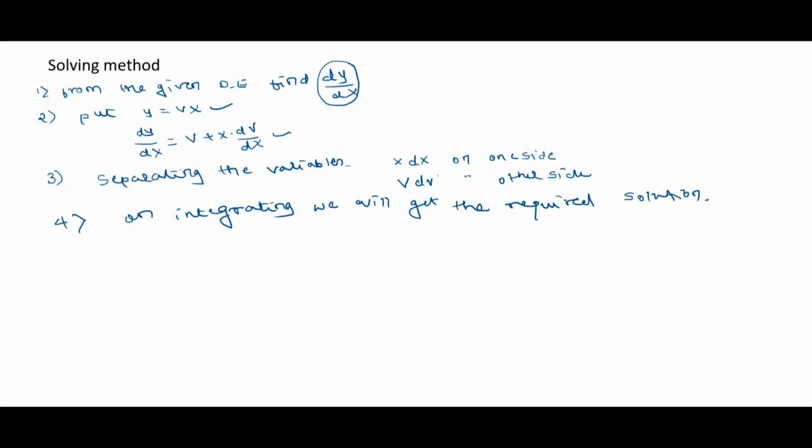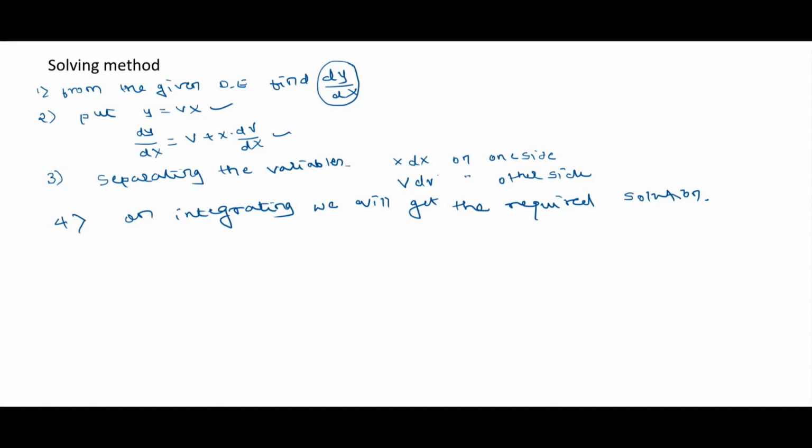So please remember the method of solving the homogeneous differential equation. First, whatever may be the given differential equation, from that equation first find the value for dy by dx. This is the first step. Second step, you can take y is equal to vx. Wherever you have y, substitute y is equal to vx. And then if you differentiate with respect to x, we get dy by dx is equal to v plus x into dv by dx.